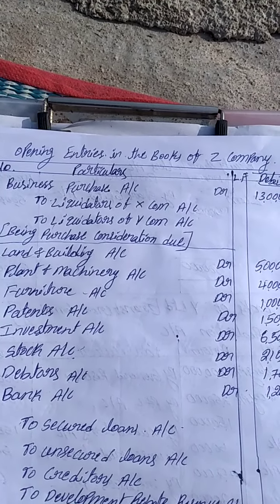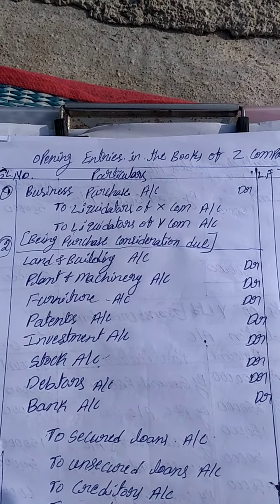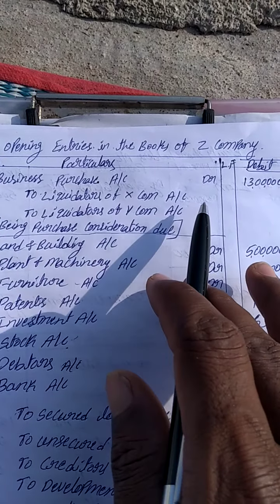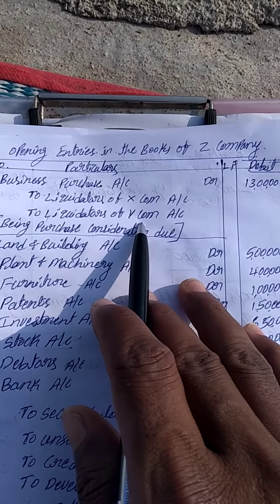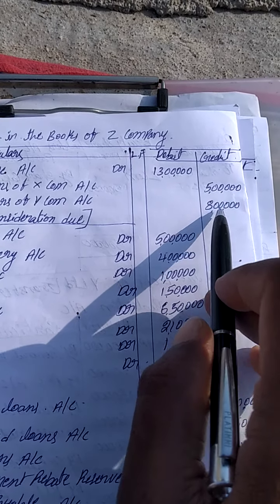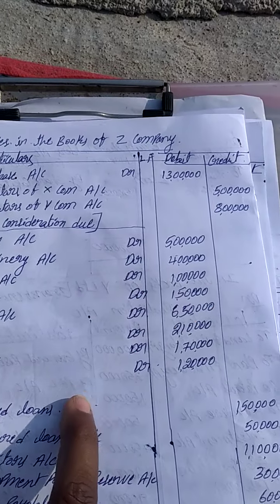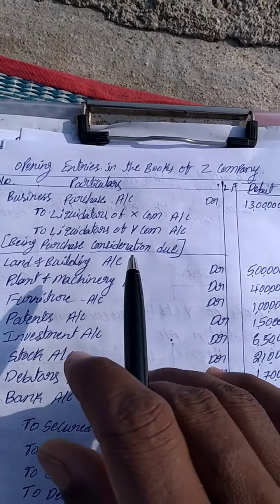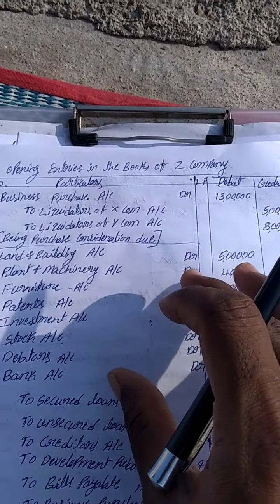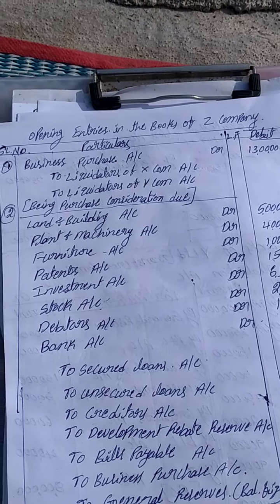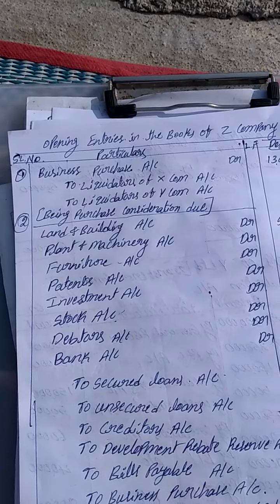You have to pass the purchase consideration due entry, that is business purchase account debit to liquidator of X company, to liquidator of Y company accounts, that is 5 lakhs X limited, 8 lakhs Y limited. Total together purchase consideration 13 lakhs. Being purchase consideration due. After that you have to pass one more entry for all assets and liabilities taken over. For that you have to maintain one more entry.